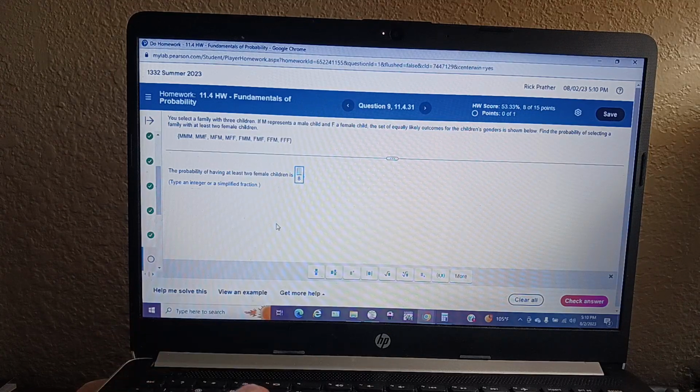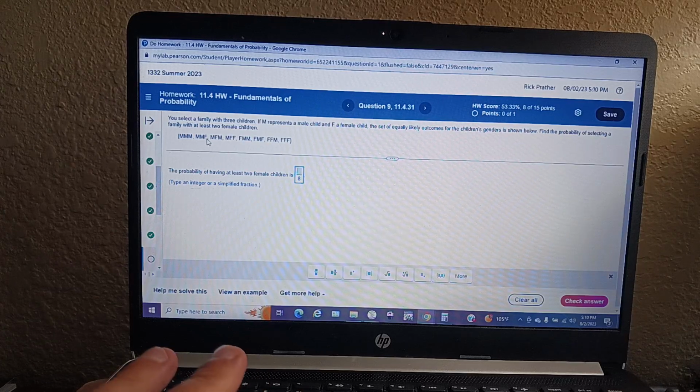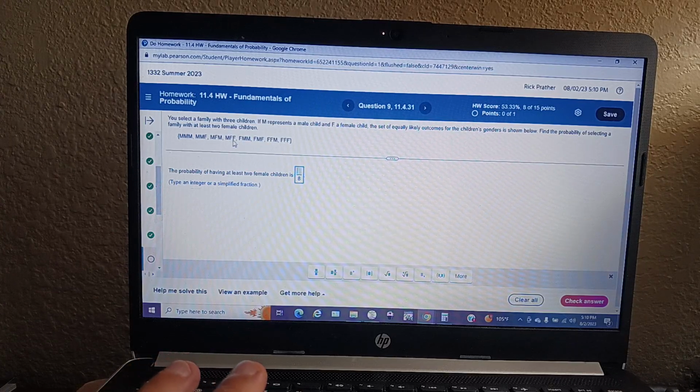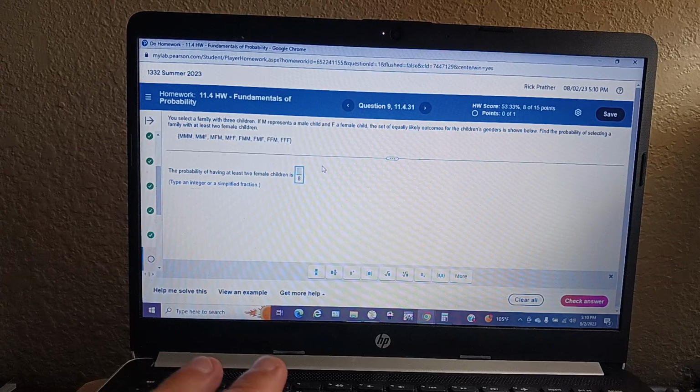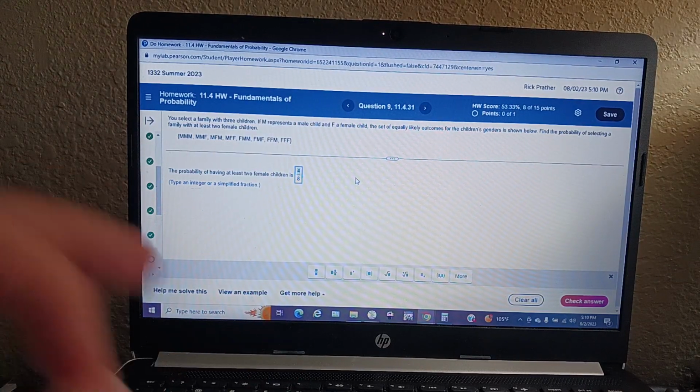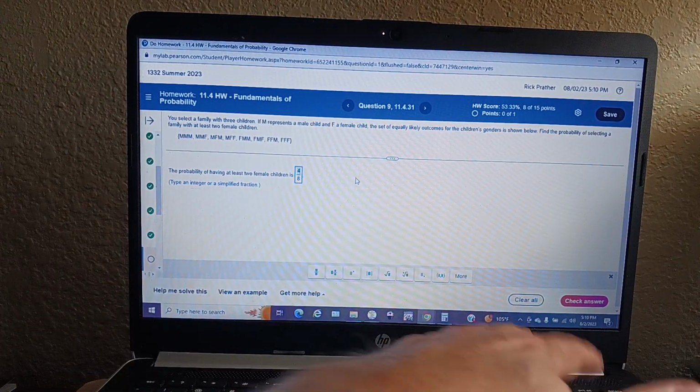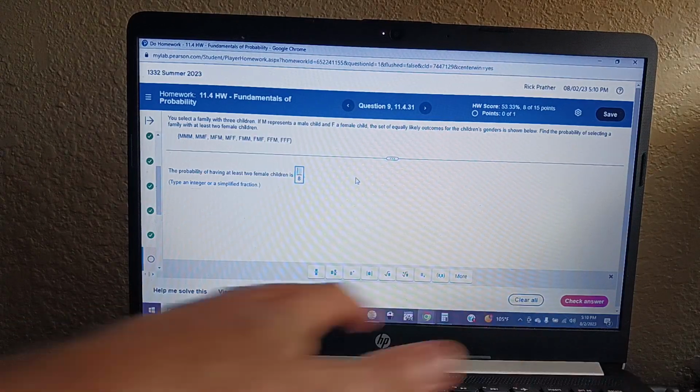Because it really means 2 and higher, but the most I can have is 3 girls in a family of 3. So the first one has no girls, then there's 1 girl 2 times. Then there's a 2-girl one right here. Then there's another one with 1 girl, 2 girls, 2 girls, and 3 girls. So there's 1, 2, 3, 4 of these. 4 out of 8 have 2 or 3 girls. And 4 divided by 8 reduces to 1 divided by 2.